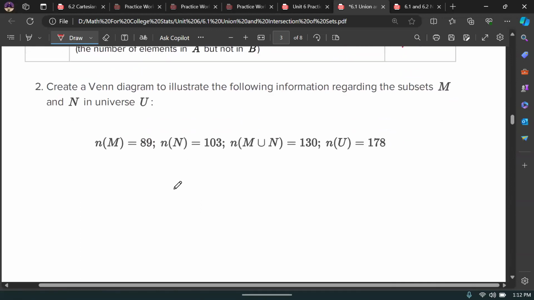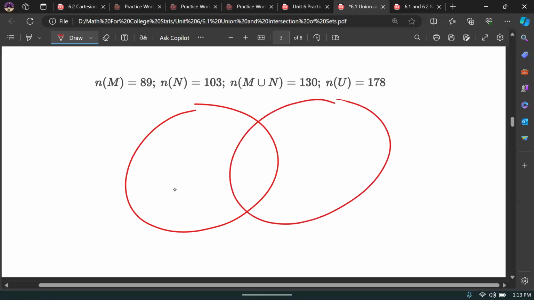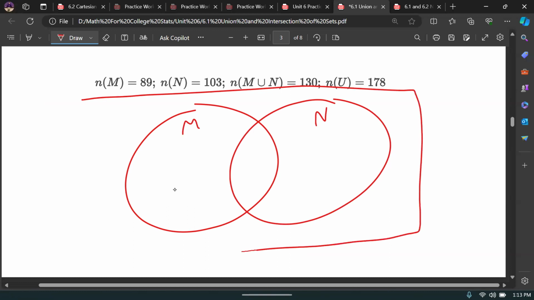So now we're going to make another Venn diagram to illustrate the following information. We have M and N, the two big sets here. Let me make these a little bigger. So that's M, that's N, and then remember the universal set, the outer part, just to catch anything that's left over. So the number of elements in M is 89.